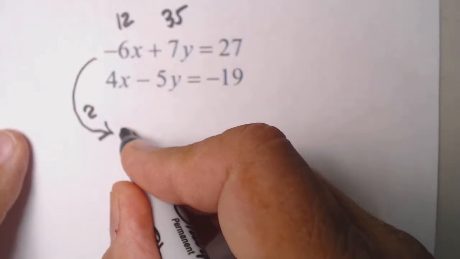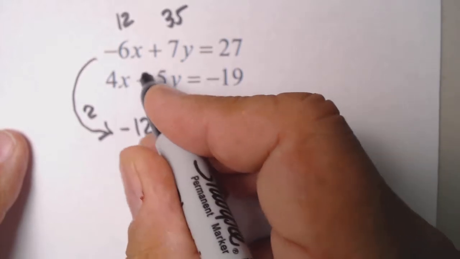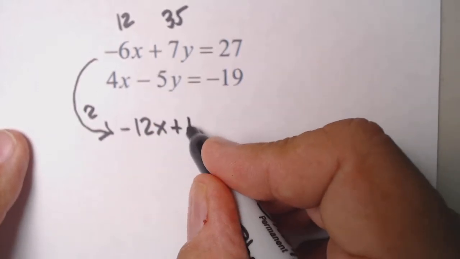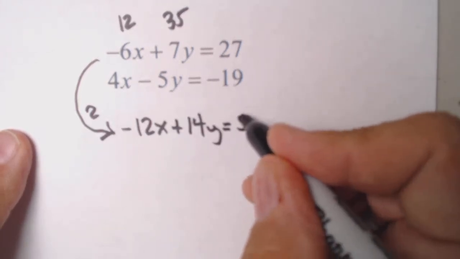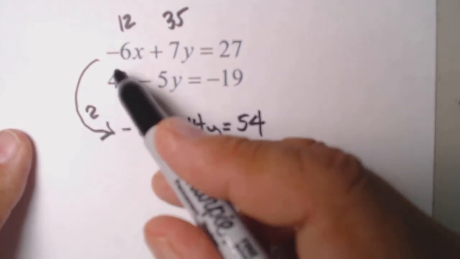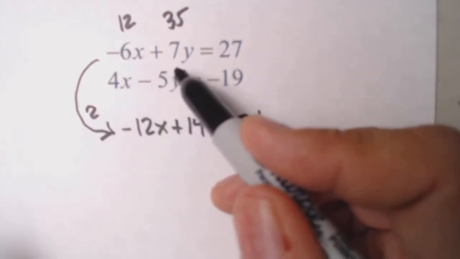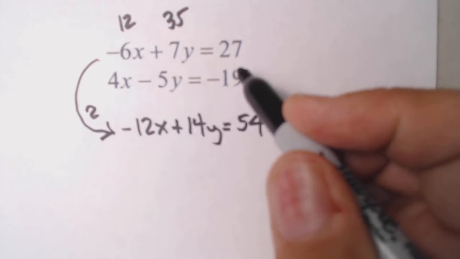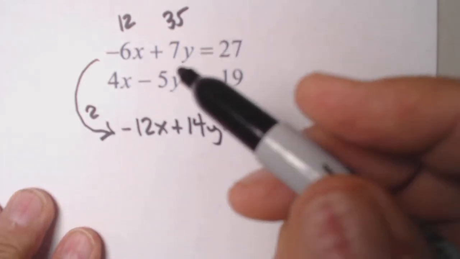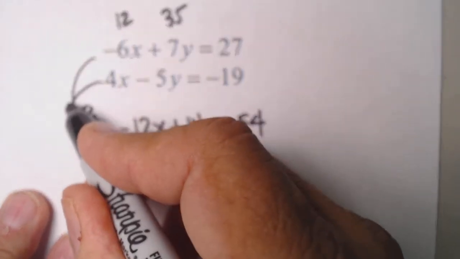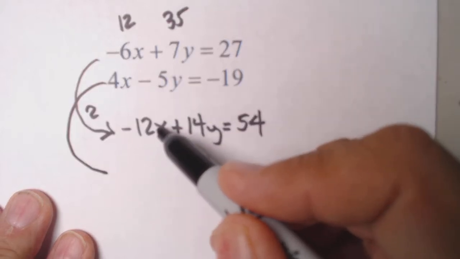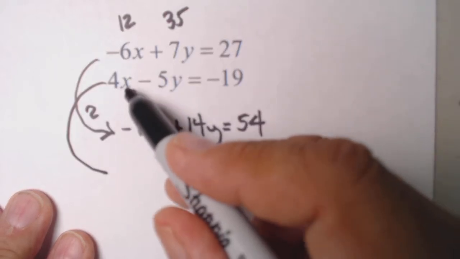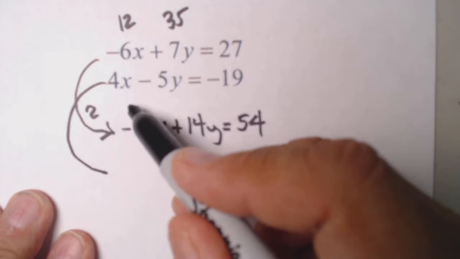2 times negative 6 is negative 12x, plus 2 times 7 is 14y, equals 2 times 27. I think that's 54, isn't it? So 2 times negative 6, negative 12, 2 times plus 7, plus 14, and 2 times 27, 54. Okay, now, this second one, we had to change to positive 12. Remember, we got negative 12x already here. So we got to make this positive 12.